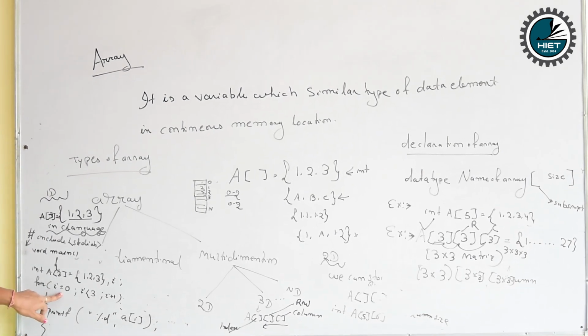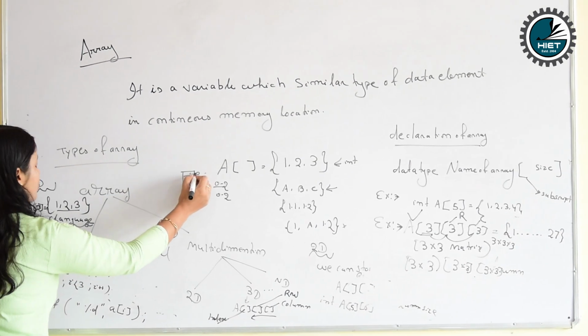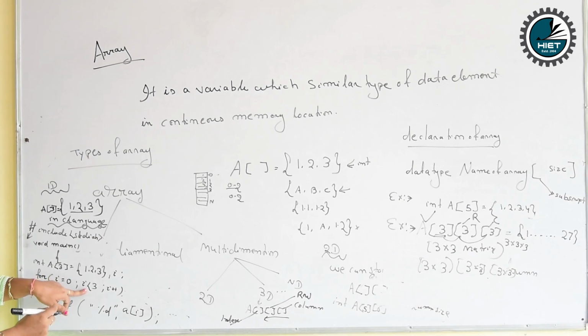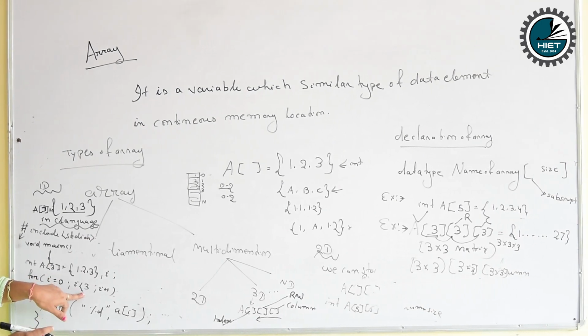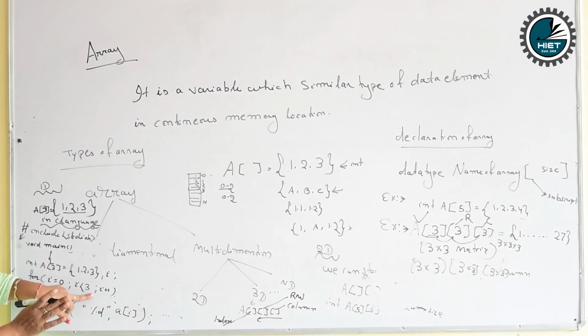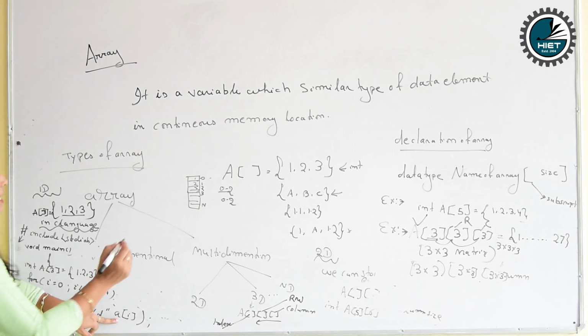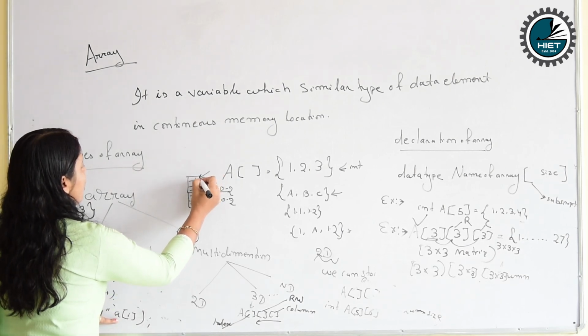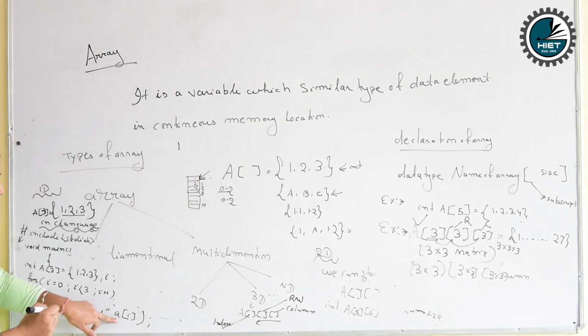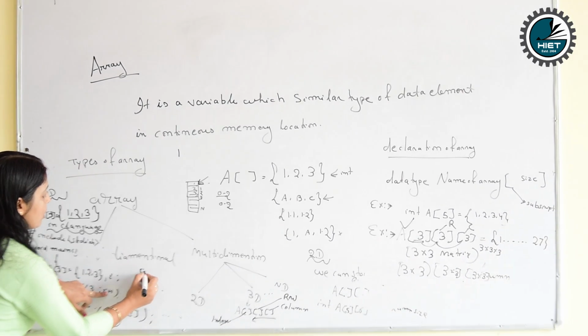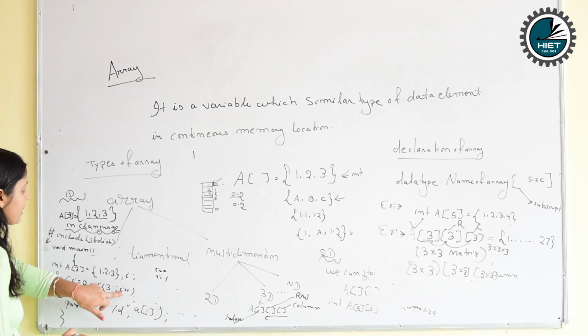First I checks 0. Yes, it is 0. 0 is less than 3. Yes, it is less than 3. Then the condition is satisfied. Then it goes here and it prints the value in the location of 0, that is 1. Then I will be incremented to 1.